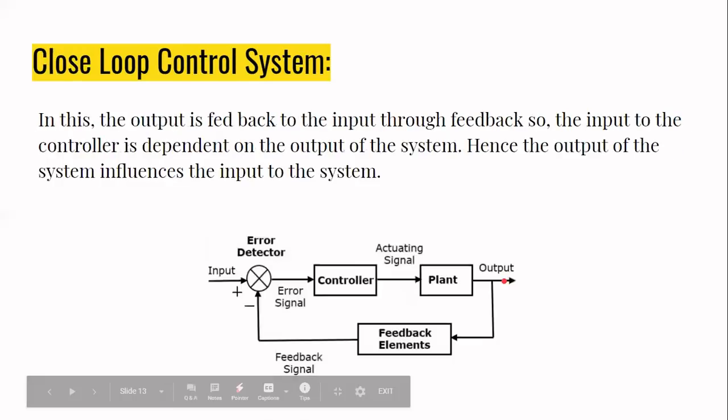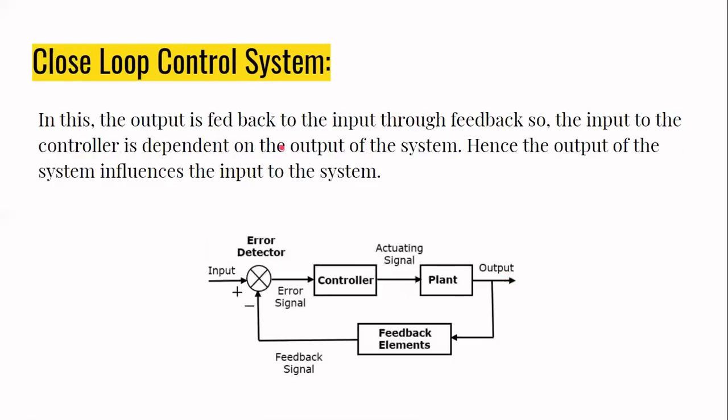In closed loop control system, the output is fed back to the input through feedback. So the input to the controller is dependent on the output of the system. Hence, the output of the system influences the input to the system.